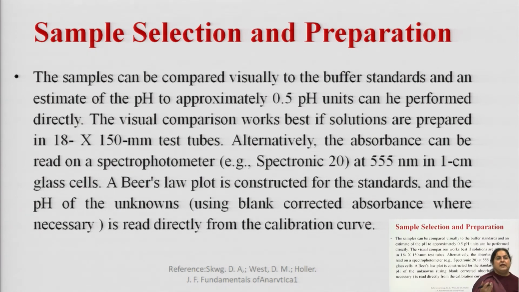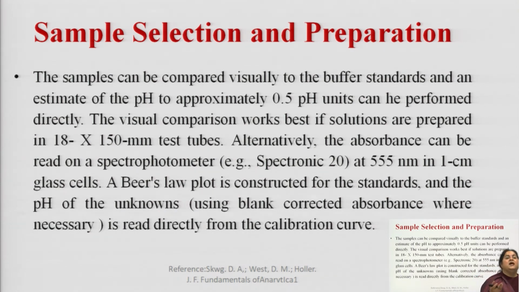So, the samples you can also compare visually by eye, to approximately the range of 0.5 pH unit. The visual comparison works best if solutions are prepared in 18 by 150 mm test tubes. Alternatively, the absorbance can be read on a spectrophotometer.